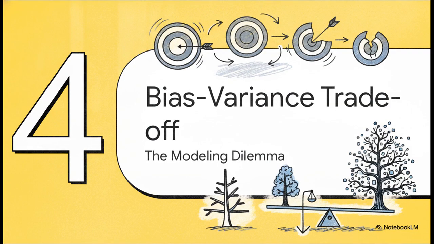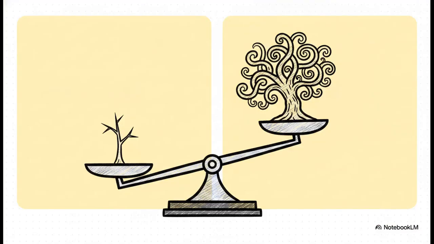Let's pivot to Section 4, the bias variance trade-off. In machine learning, this is the ultimate balancing act. If our tree is too shallow or oversimplified, we get high bias. The model makes broad assumptions and just completely underfits the data.